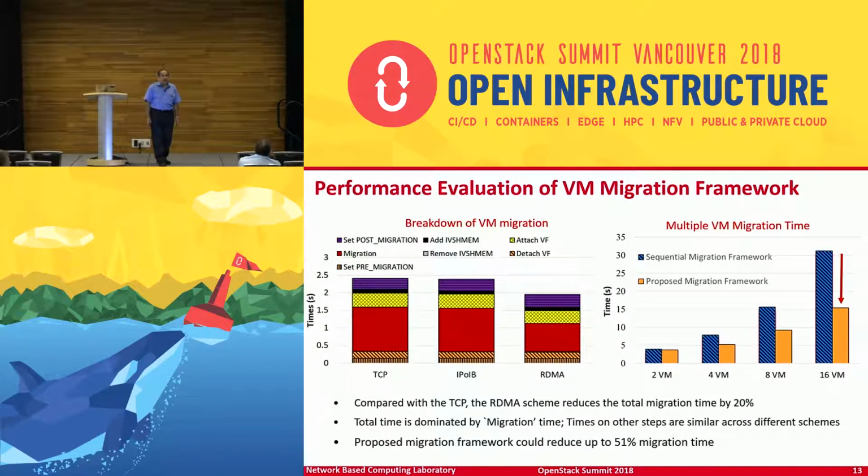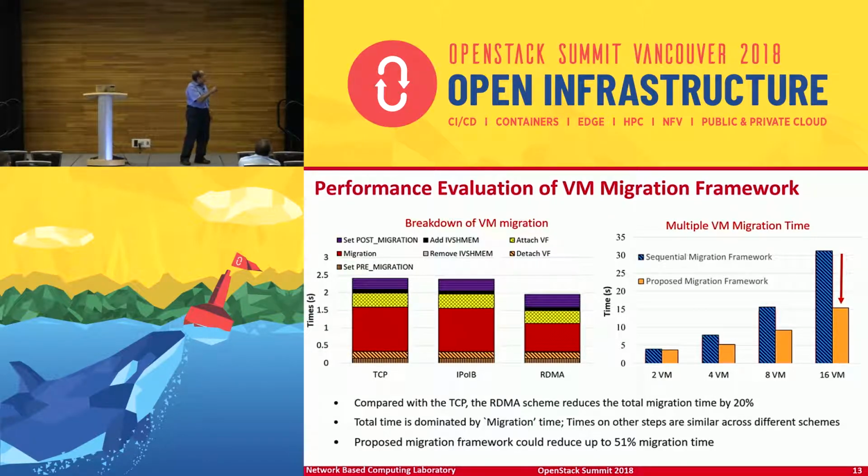So now if you take a look at how the performance comes here, what we are trying to show in the left one is the breakdown of the VM migration time. We are showing three things. One is TCP, then IP over IB. Some of you might be aware that if it is an InfiniBand network, you can actually run the TCP/IP stack, that is through the IP over IB emulation. The rightmost is the RDMA design.